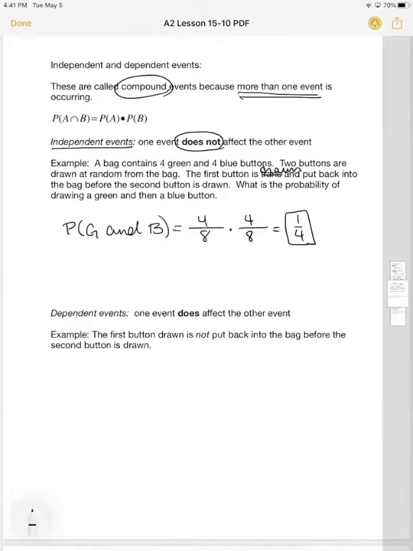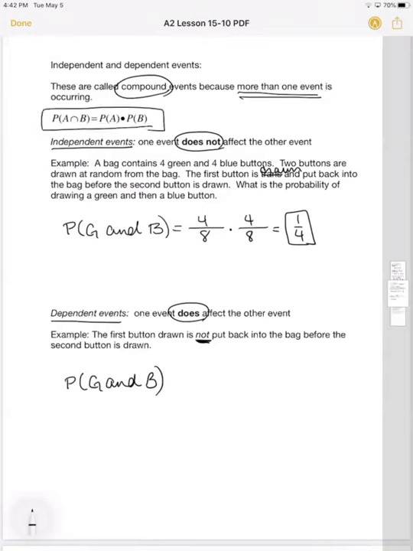Now, dependent events: one event does affect the other event, okay? This is the old draw the first button and do not put it back in the bag before the second draw. So once again, I've got the probability of green and blue. Oh, you know what I didn't talk about? My formula. When I have more than one event, I want the probability of A and B happening. Remember, intersection means and. You multiply the 2 probabilities. Sorry about that. I missed that little part, but that is your formula for probability when you have compound events.